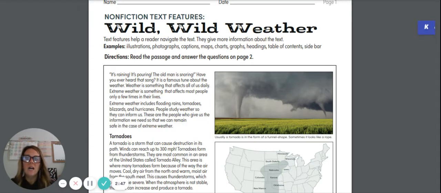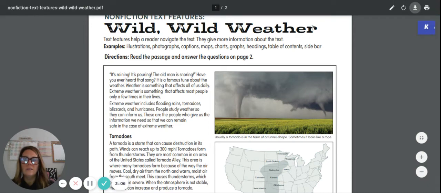So look at this worksheet called Wild, Wild Weather. So automatically, what do you see at the very, very top? Wild, Wild Weather. What is that called? What text feature is that? Hopefully you said it's the title. That is the title of the article. And you notice the title of the article is in what? What do you notice? Should notice that it is in bold, right?